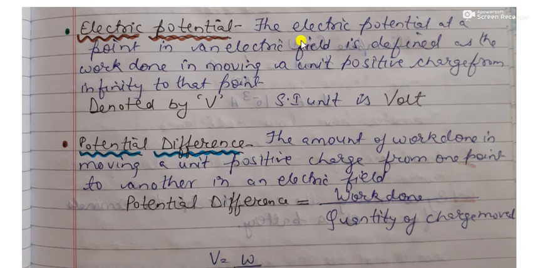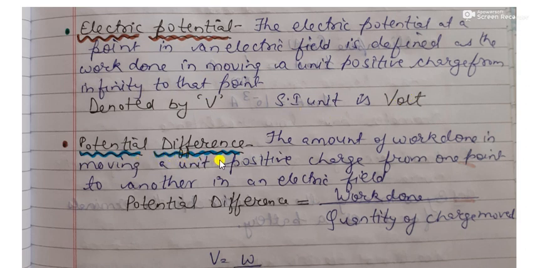Now electric potential at a point in an electric field is defined as the work done in moving a unit positive charge from infinity to that point. Okay, and it is denoted by V. Its SI unit is volt.